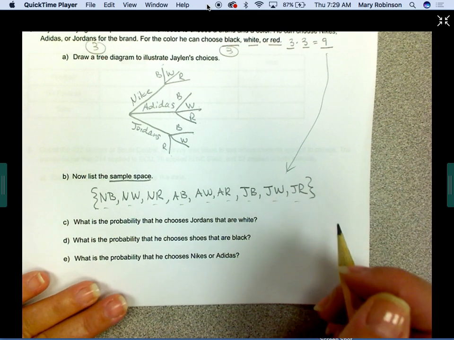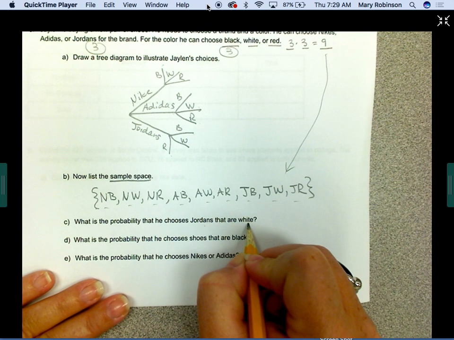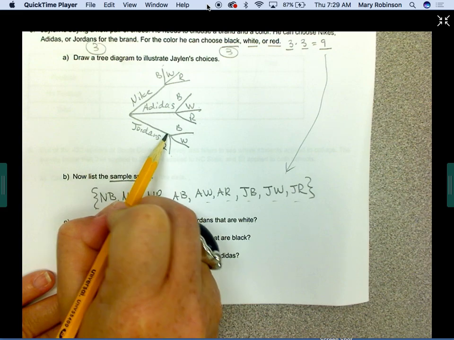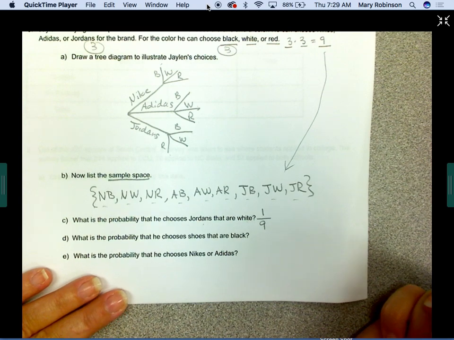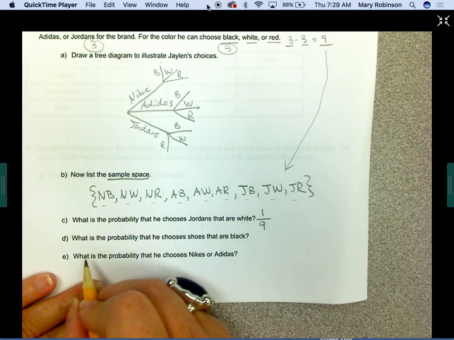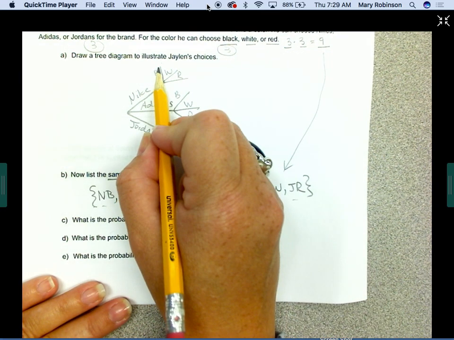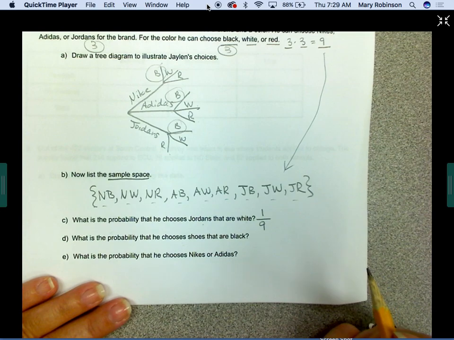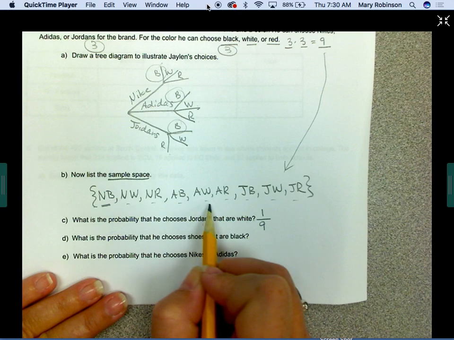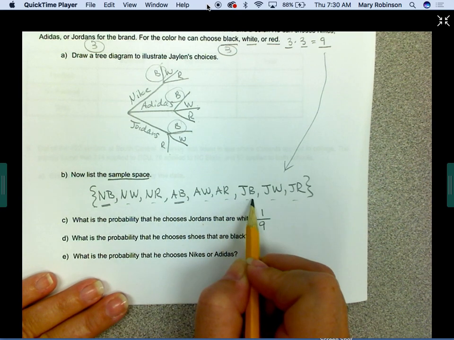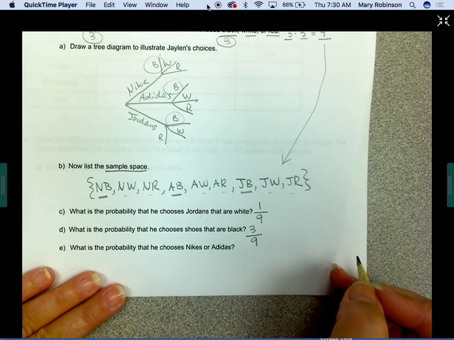Next, we are asked to determine some probabilities based on this information. So for part C, what's the probability that he chooses Jordans that are white? Jordans that are white is only one option out of the 9 total possible options. For D, what's the probability that he chooses shoes that are black? Well, 1, 2, 3 options were black, or you can look in your sample space. Nike's black, Adidas black, Jordan's black. That's 3 out of the 9 possible options were black.